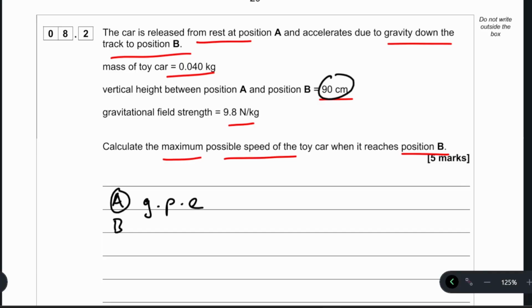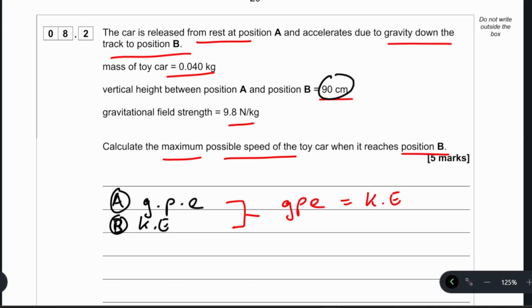Now let's look at position B. So at position B, the car is moving, so there's going to be some kinetic energy. Is there going to be any gravitational potential energy? Well, because we said A is 90 centimeters above B, we can basically say that B is at 0 centimeters, and so there's going to be no gravitational potential energy because it's not raised at any height. So we've just got kinetic energy. And remember our definition in the earlier part, because it's a closed system, we know that the gravitational potential energy, therefore, is going to be equal to the kinetic energy.